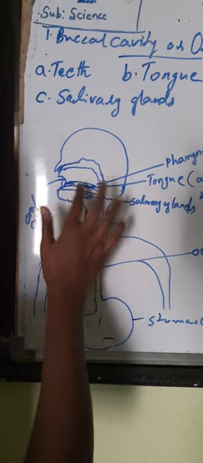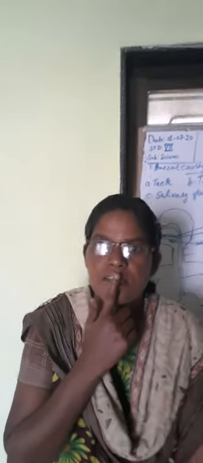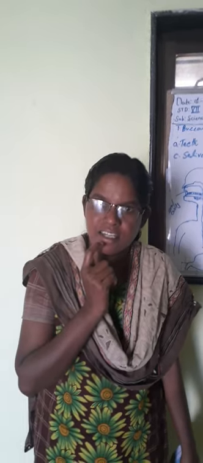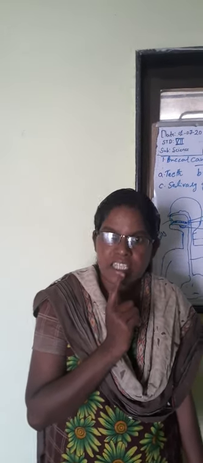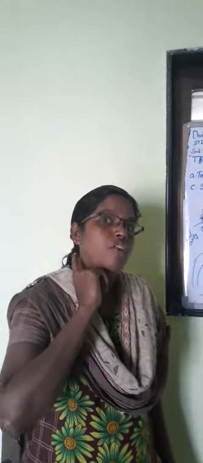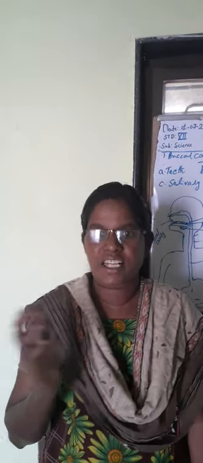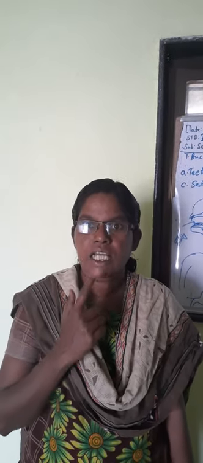This is the buccal cavity, our mouth. Inside this buccal cavity we have teeth and the tongue, and the tongue is attached at the back to the floor of the buccal cavity. Understand? Now, this tongue is a fleshy muscular organ, so it moves freely in all directions.